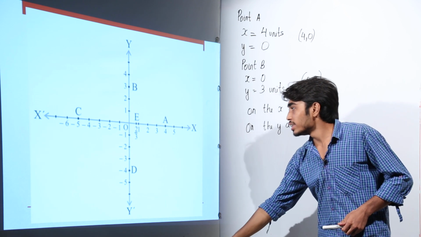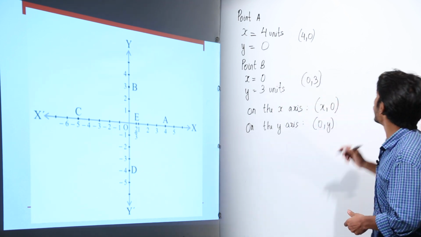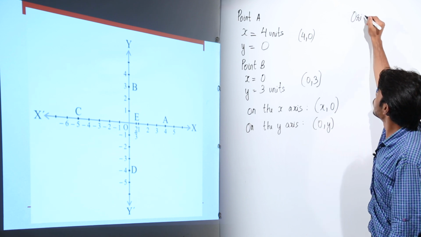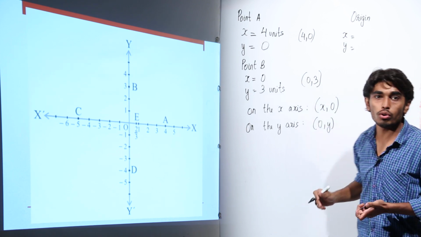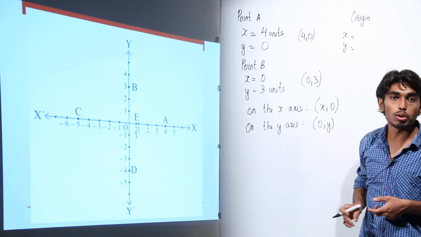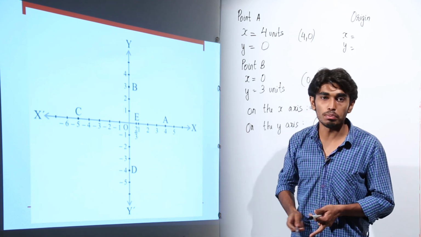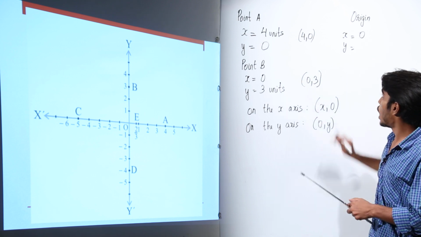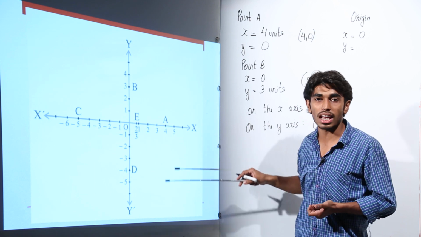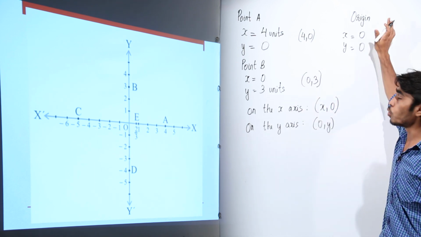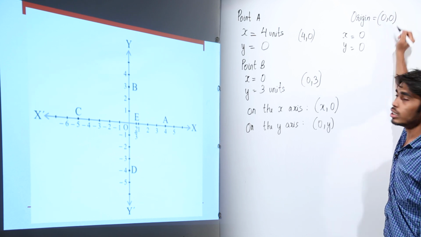So let's talk about the center point, which is the origin. Now what will be the coordinates of the origin? For the origin, the x coordinate means the distance from the y-axis, but since the origin is lying on the y-axis, the distance would be 0. And the y coordinate means the distance from the x-axis, and since the point is lying on the x-axis, the distance would again be 0. So the origin is represented as 0 comma 0, right?